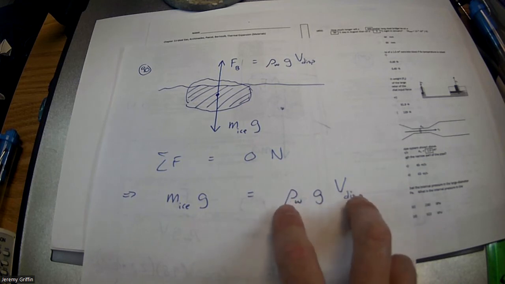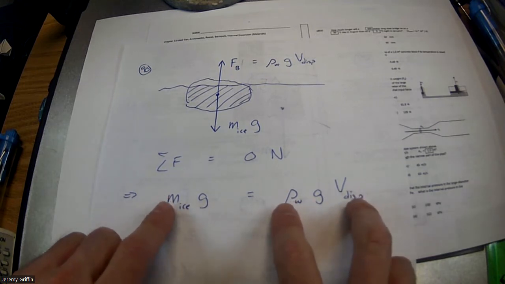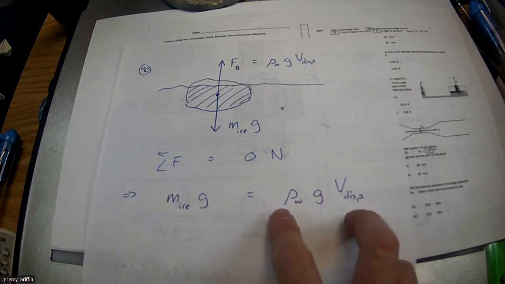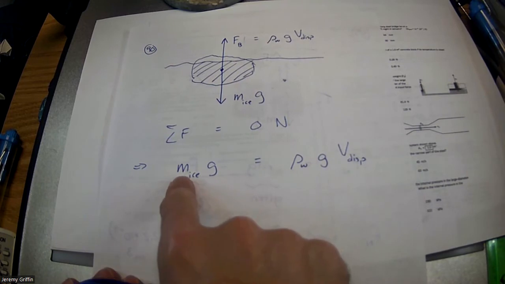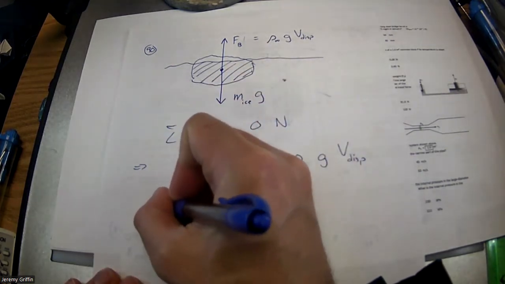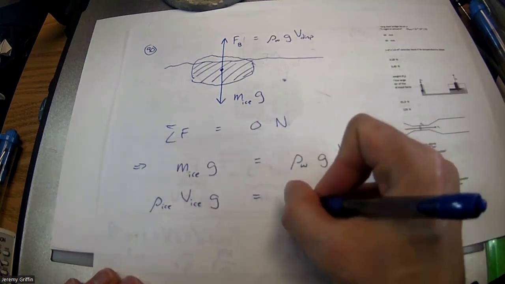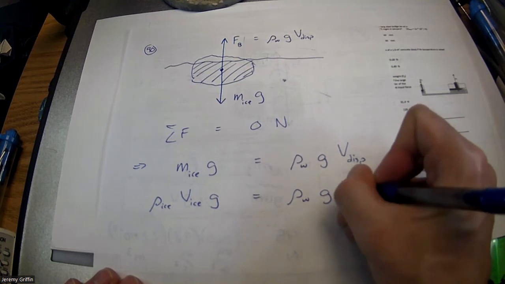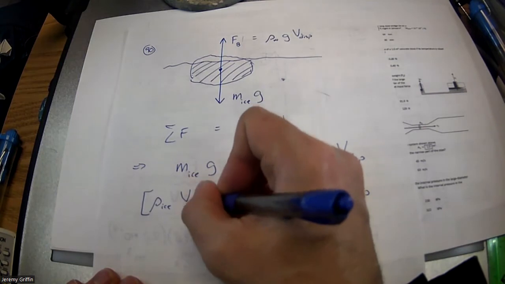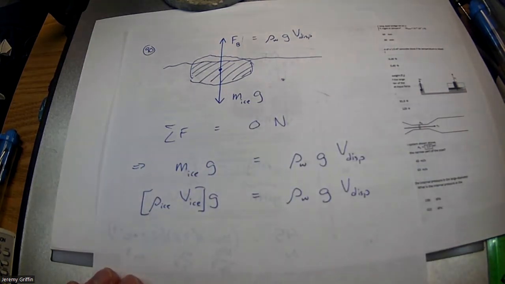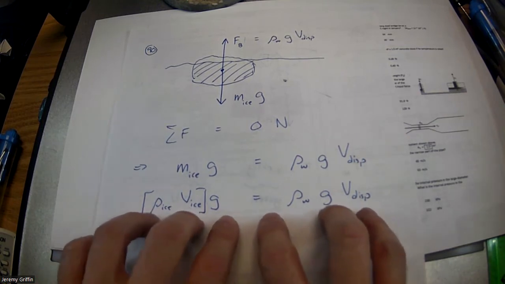Could I take the mass of the iceberg and break it up in terms of its own density and volume? I did give you the density of ice, so that might be good to feed into this formula. I'm going to say the mass of the ice is the density of ice times the volume of the entire iceberg. Would that be true? Just a little substitution here for the mass of the ice, density times volume of the ice. All right, now we've got densities, gravity fields, volumes.